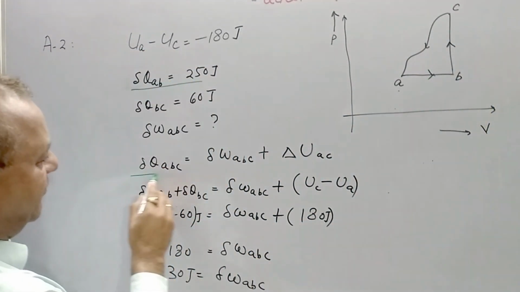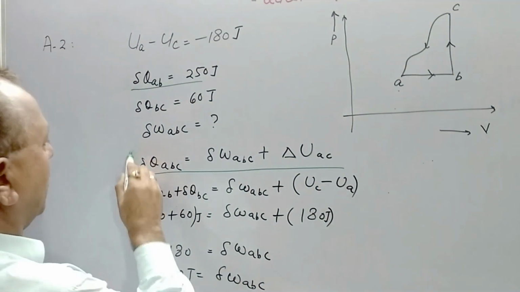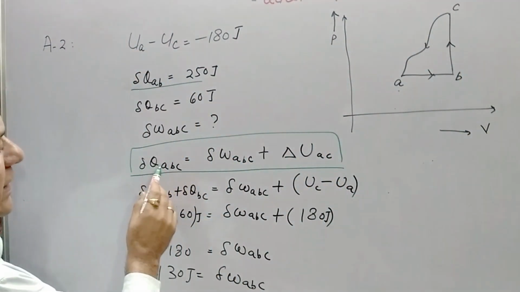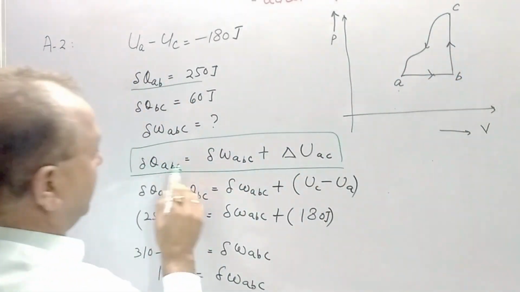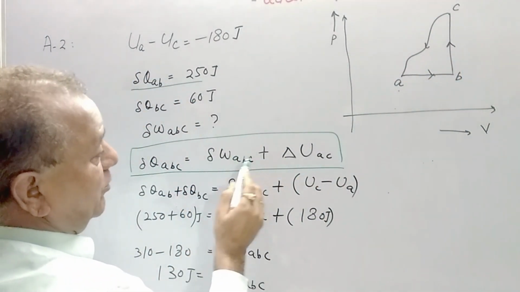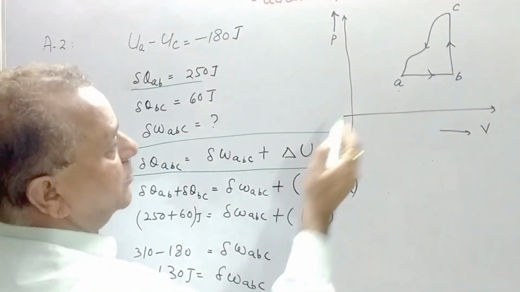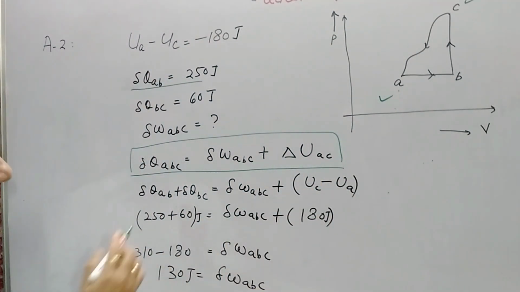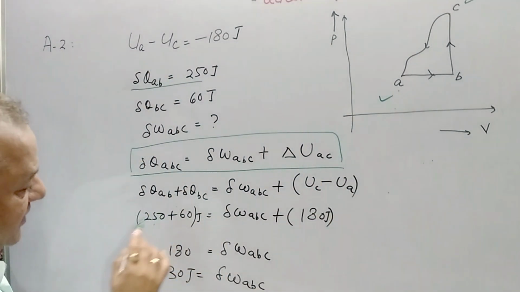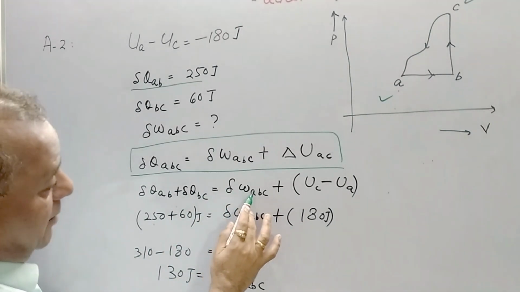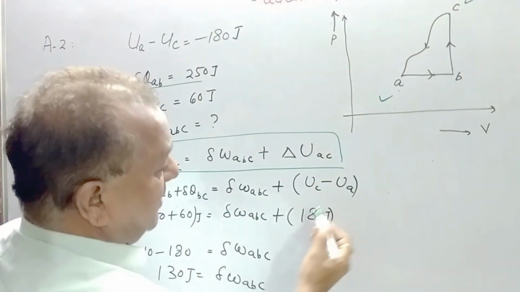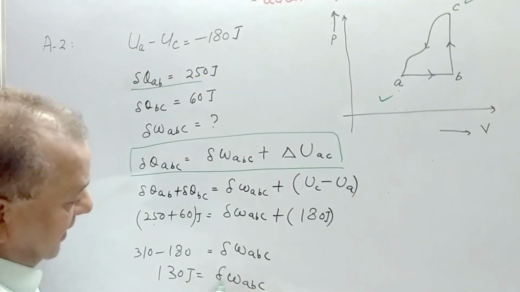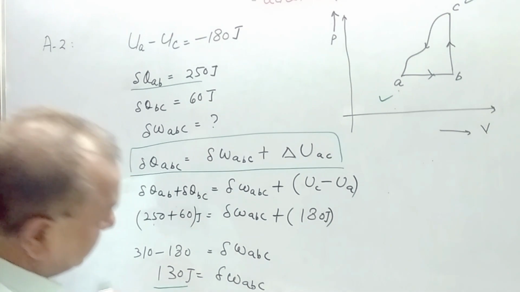Now, applying the first law of thermodynamics for the whole process, from A to B to C, del Q ABC, the heat absorbed during this process, is equal to del W ABC plus delta U. Because you will not write ABC, you will write final minus initial. Therefore, this is 250 plus 60, 310. WABC we have to find out. UC minus UA is plus 180. Therefore, del WABC is equal to 130 joule.